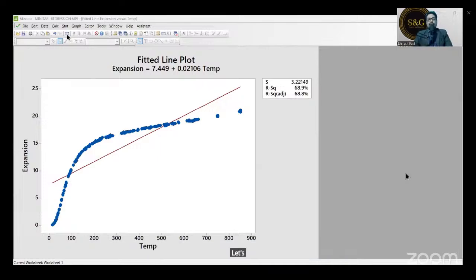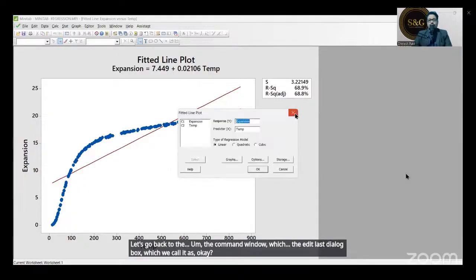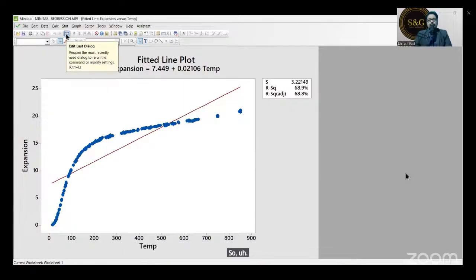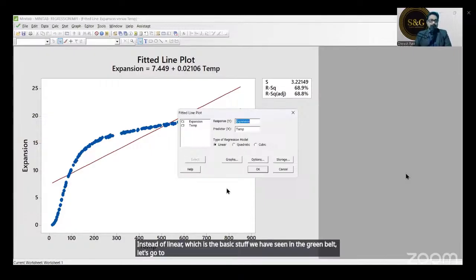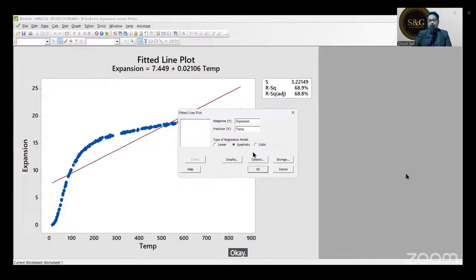Let's go back to the edit last dialog box, as we call it. The shortcut is Control E. If you press Control E, you will go to the edit last dialog box. Now here there are two other options available as well. Instead of linear, which is the basic stuff we have seen in the green belt, let's go to quadratic. Just click on quadratic, the second option, click on OK.